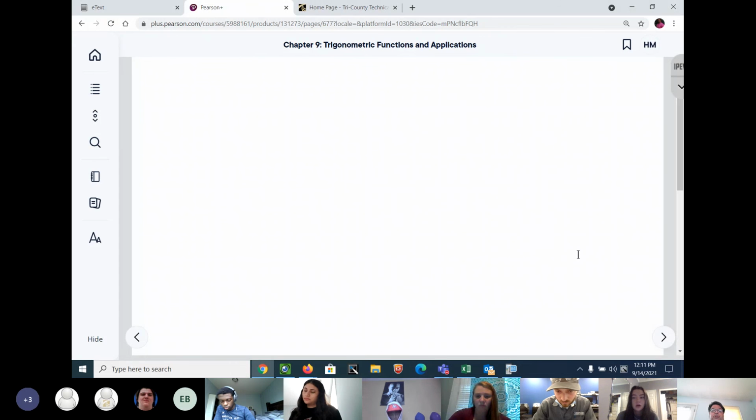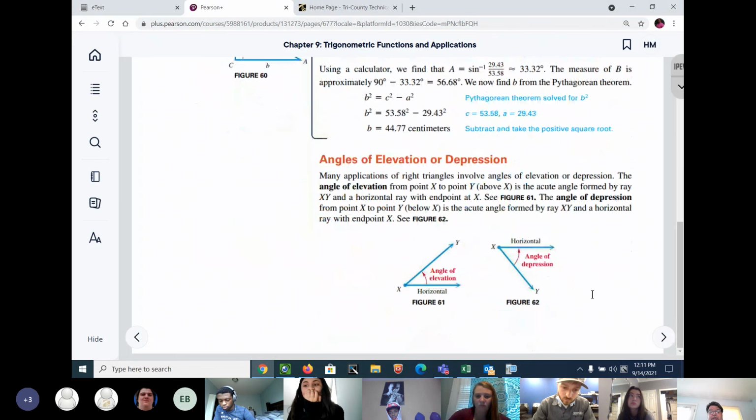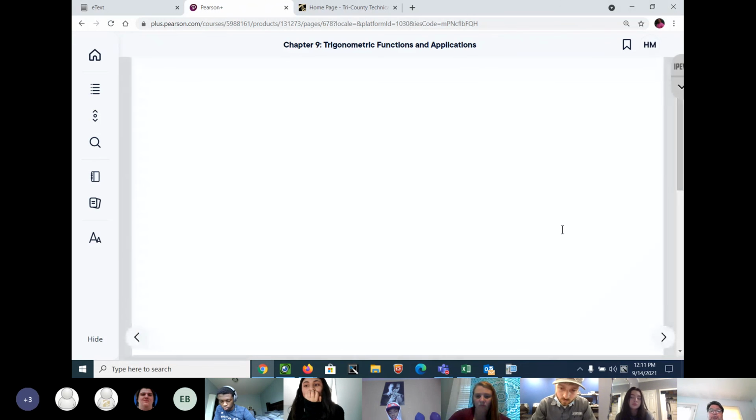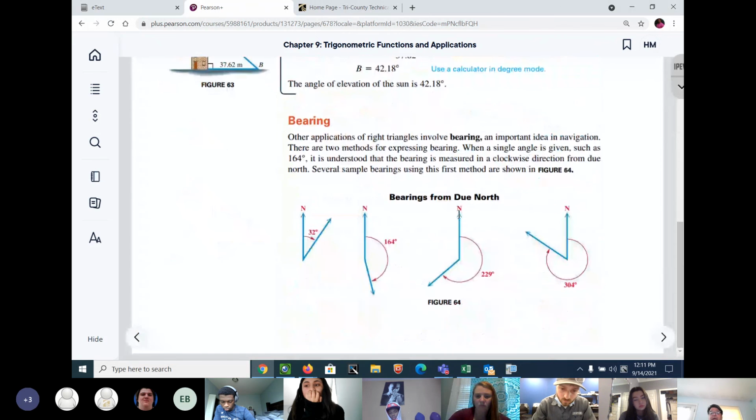This is just continued applications of angle of elevation. Now that's what we talked about before. At the beginning of class, I told you that there were 2 types of elevation. These are practical applications. These are bearings and distances. We'll get onto that later.